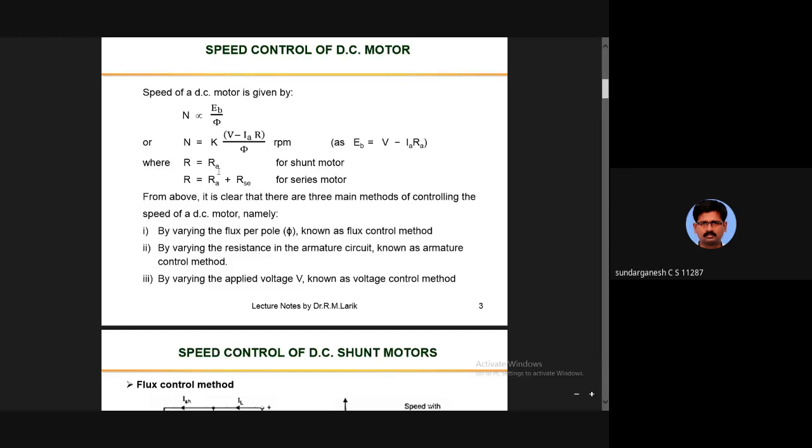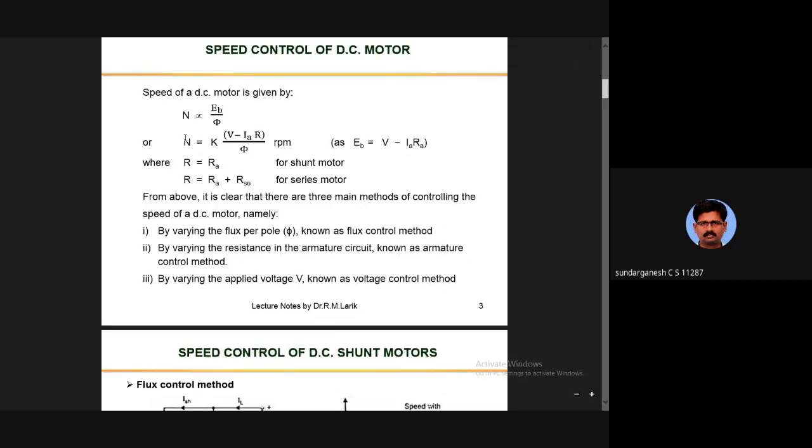So how can we control this? One controlling method is to vary the flux per pole. That is known as the flux control method. If you decrease the flux, speed will increase. If you increase the flux, speed decreases. So we are varying the flux per pole. Second, I am varying the armature resistance. Varying the resistance in the armature circuit is known as the armature control method, so I am varying R to control the speed.